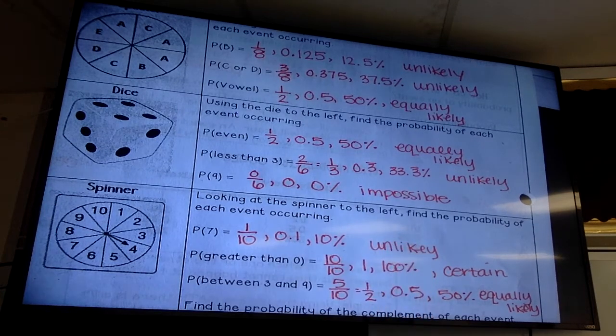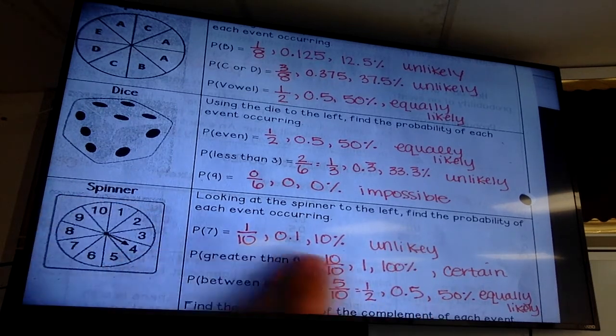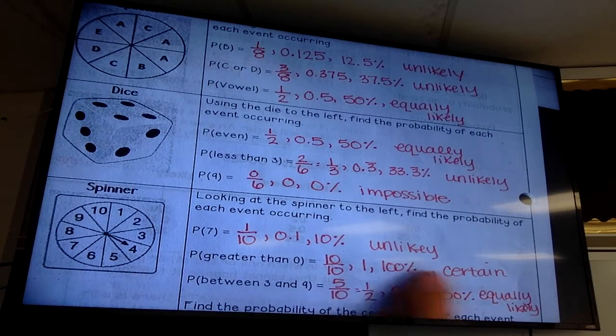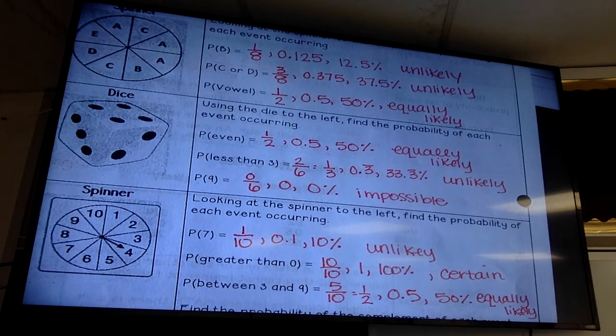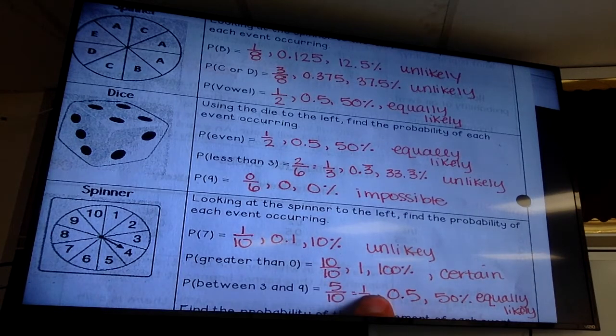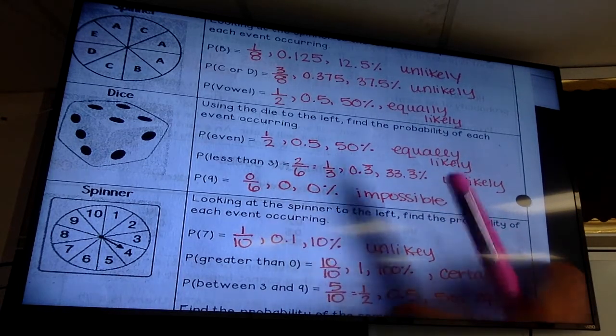A number greater than 0, all of them are greater than 0, so that's 10 out of 10 or 1, which is certain. And a number between 3 and 9, and this is where you got to be careful. Between 3 and 9 means do not include 3 and 9. So 4, 5, 6, 7, and 8. That would be 1/2 or equally likely.